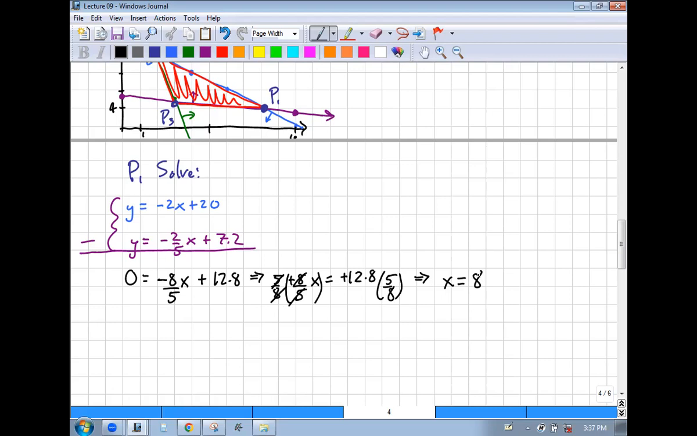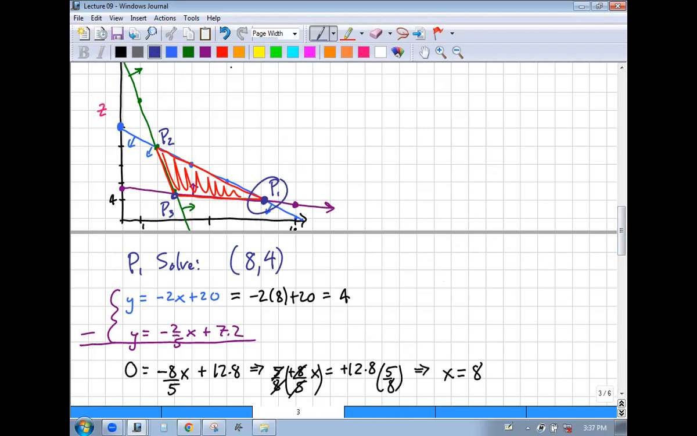Now that I know what x is, I could put it up here to find y. So I'd be like, y is equal to negative 2 times 8 plus 20. So that's 20 minus 16 is 4. So P1 is 8, 4. That's this point right here. This is 8, 4. And again, I figured that out by looking at the blue line and the purple line and seeing where they intersect by solving this system of equations.